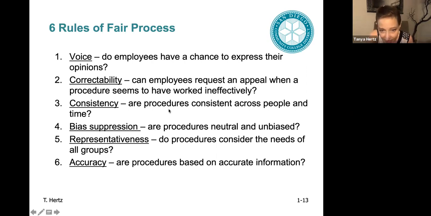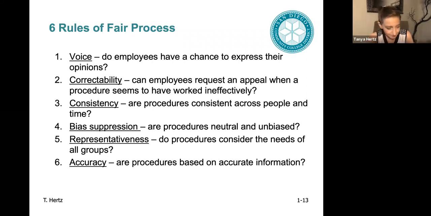Are they the same, consistent across people, across time? And are they representative? So do we consider the needs of all the people in our organization and not just the buddies of the leader or something like this? And then finally, are the decisions made based on accurate information?